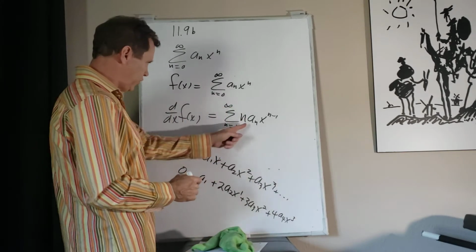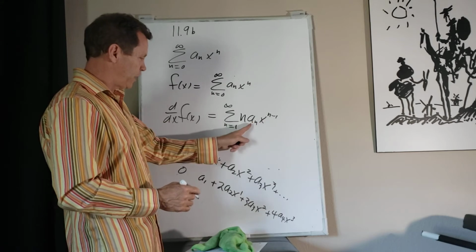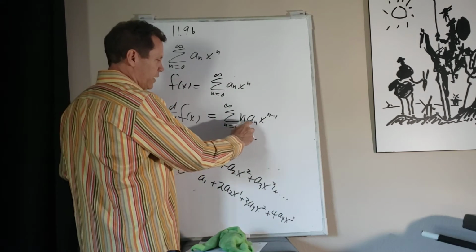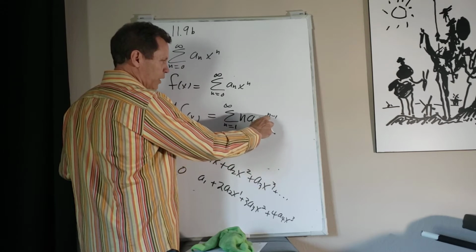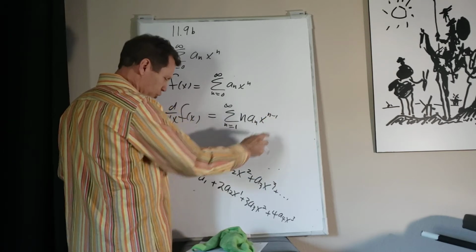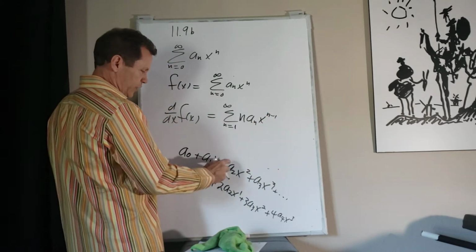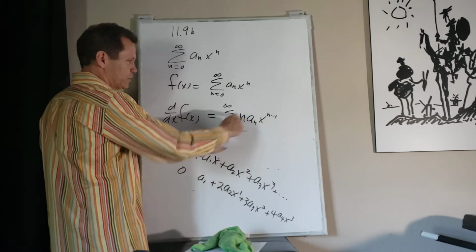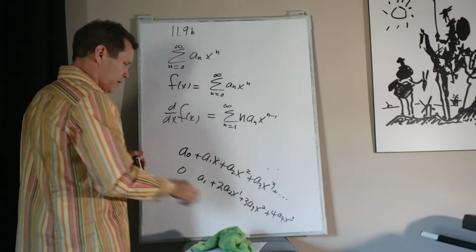Plug in a 1, you get 1 a1 x to the 1 minus 1, which is x to the 0, so that turns to a1, which is this guy. Next one, you're going to get 2 a2 x to the 2 minus 1, so you're going to get 1x. So that's the derivative of this.